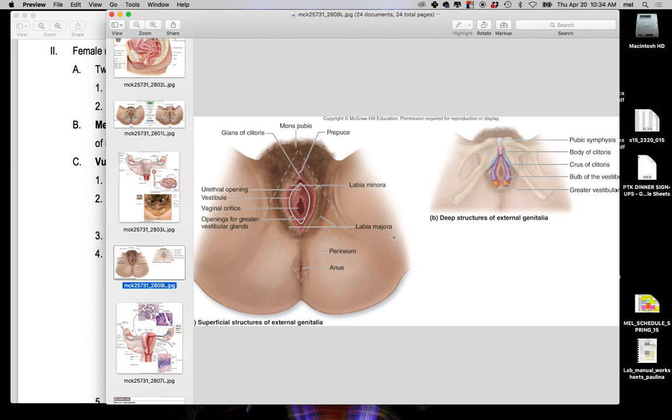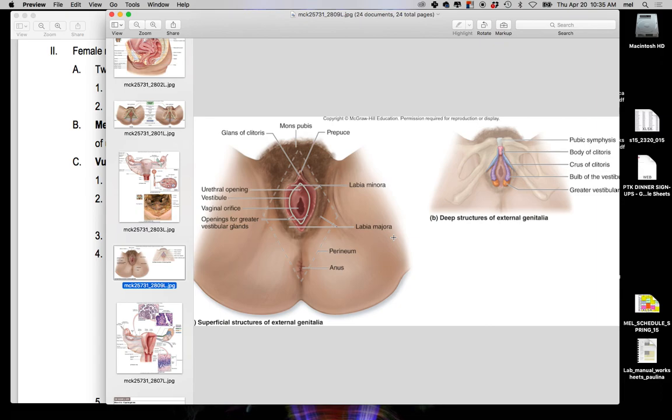The mons pubis: humans are one of the few species that actually has intercourse face-to-face, smashing those two pubic bones together, ouch. So the males and the females both have a little bit of fat on their pubic bone. The female has more fat on her pubic bone. That's called the mons pubis, okay? And then this region down here, we'll talk about the clitoris in detail in just a minute. This is the prepuce that covers the clitoris. These are the labia majora, and in a post-pubertal woman, they generally have pubic hair.